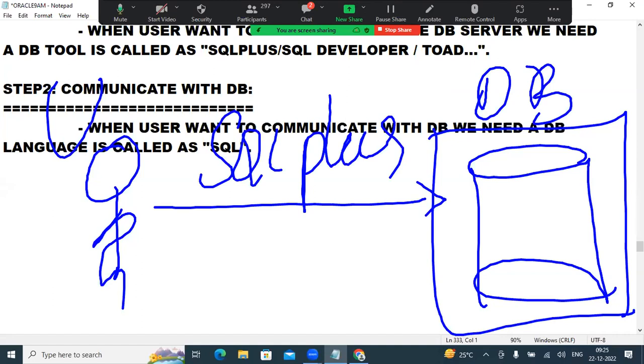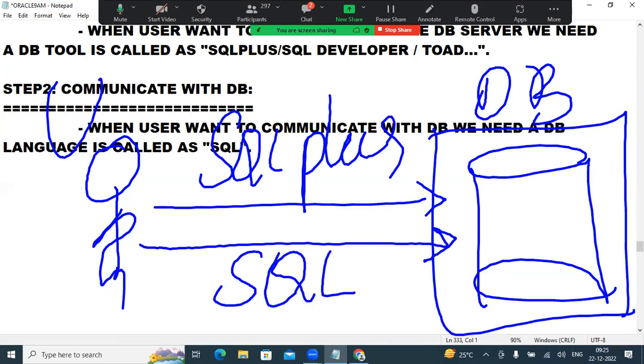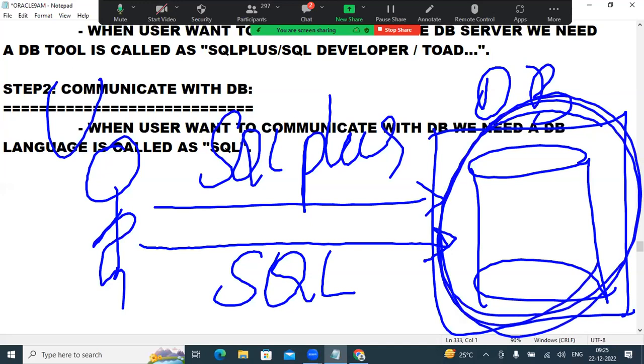But later he needs to start communicating with my database. For communication purpose, which language are we using here? SQL. And the problem is, your database can understand only the SQL language. That means whatever request the user sends should be in the format of SQL. Then only the database can understand.